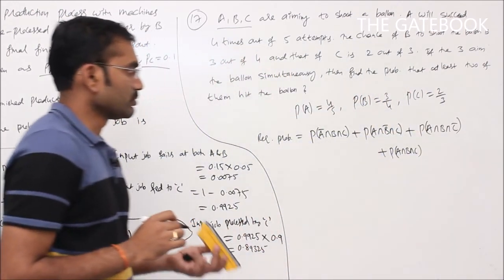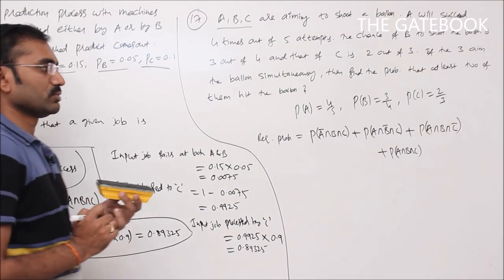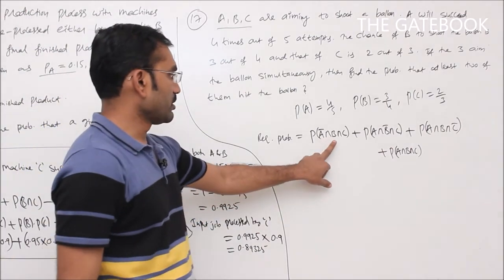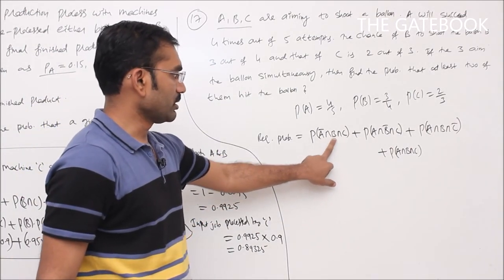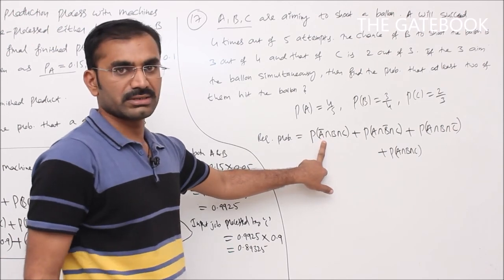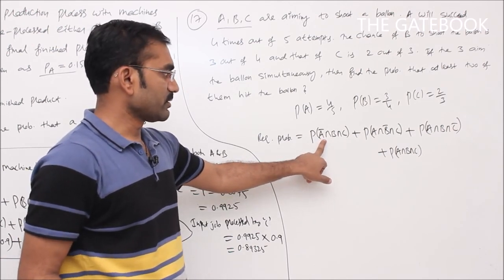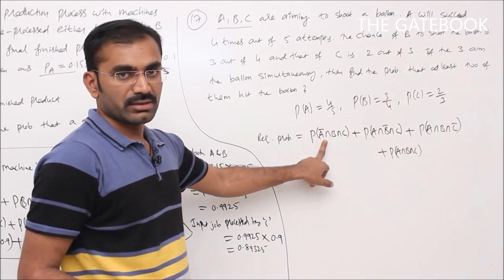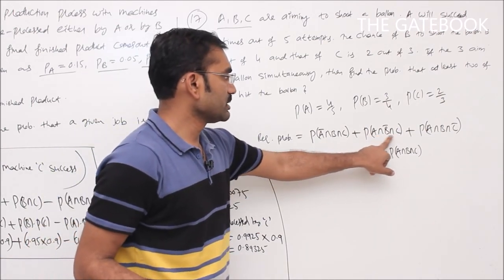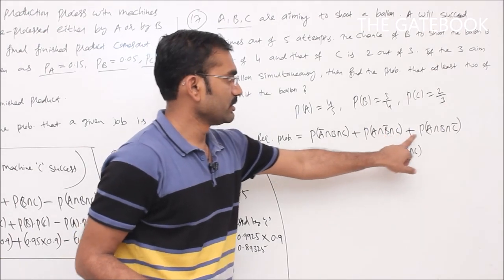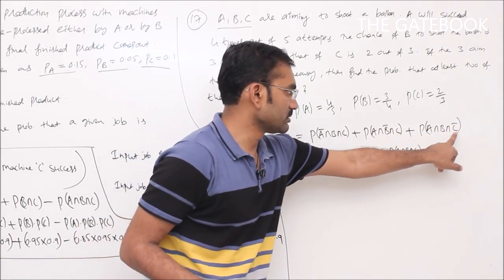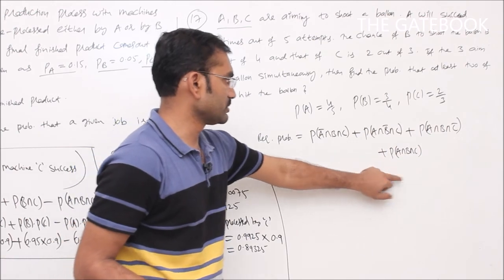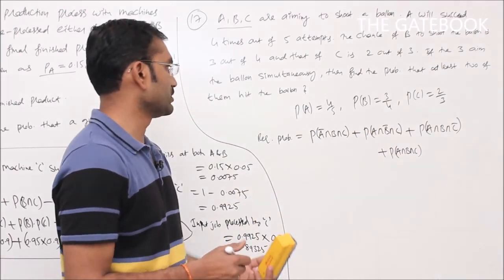So at least 2 means 2 or more than 2. Here B and C hit the balloon, A does not hit the balloon. A bar is the complementary event of A, meaning A does not hit the balloon. Here A and C hit the balloon, B does not. Here A and B hit the balloon, C does not. Here all 3 hit the balloon. So this is the required probability that at least 2 hit the balloon.